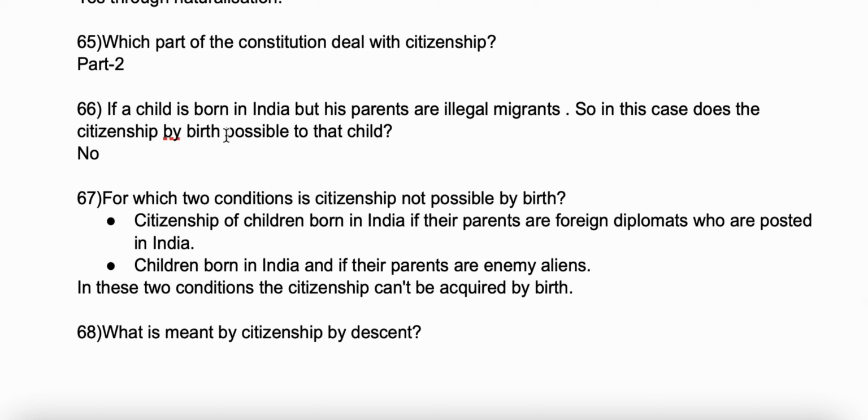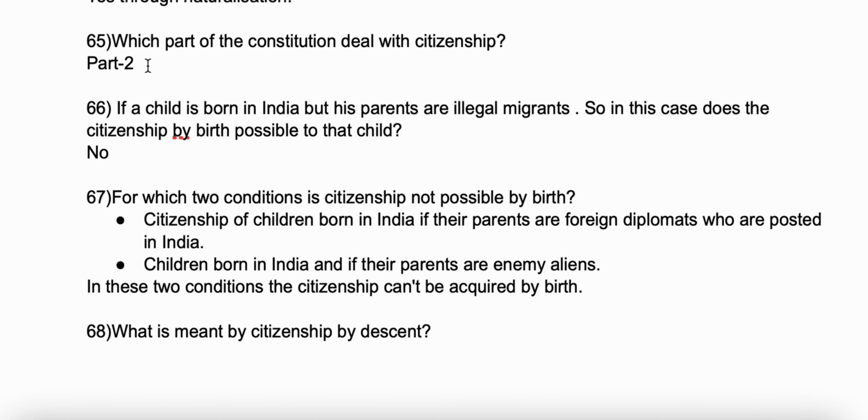65th question, which part of the constitution deals with citizenship? It is part 2. What are the articles that deal with citizenship? From article 5 to article 11. 66th question, if a child is born in India but his parents are illegal migrants, so in this case, is citizenship by birth possible for that child? No, it will never be possible because their parents are illegal migrants. Okay.